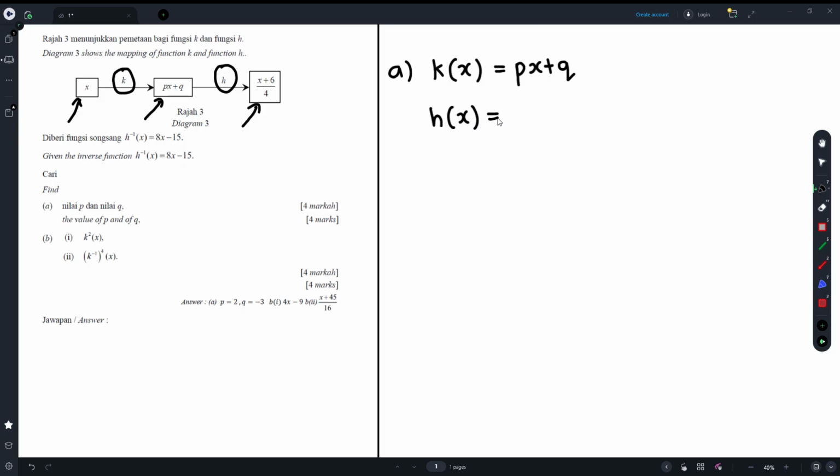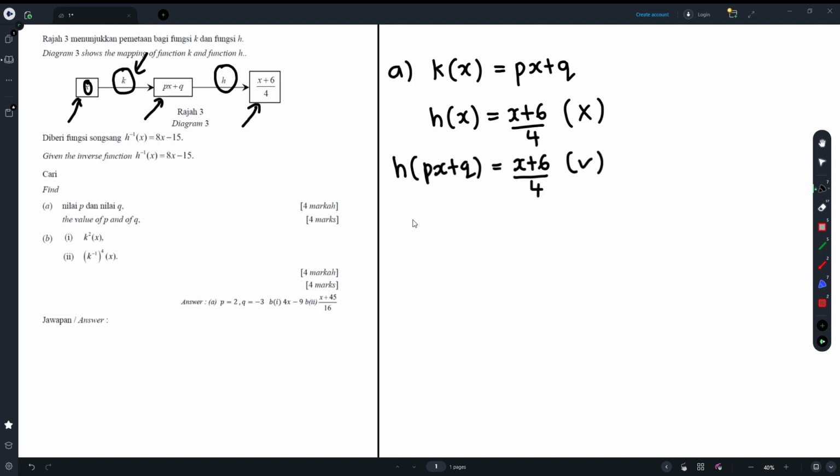They write h(x) is equivalent to (x plus 6) over 4. This is clearly wrong. This is because for function k, the input is x and the output is px plus q. So it is correct. But for the second function h, the input is px plus q and the output is (x plus 6) over 4. So this is clearly a wrong way of writing the function. The right way will be h(px plus q) is equivalent to (x plus 6) over 4. So this is the correct way of writing the function.